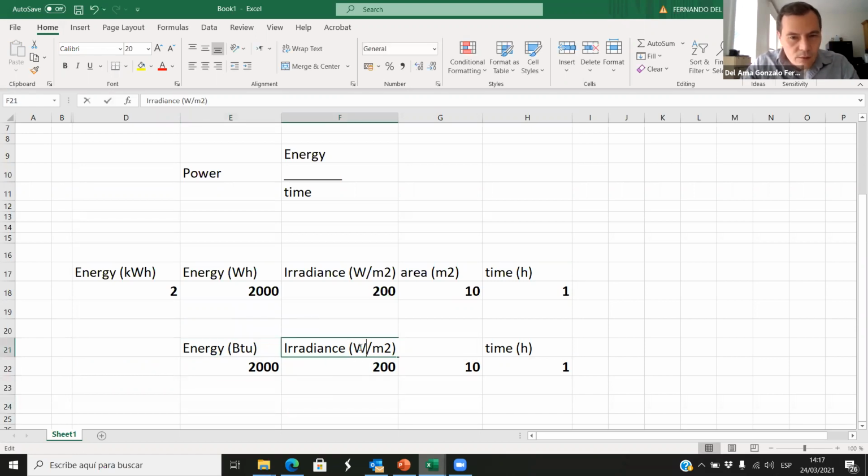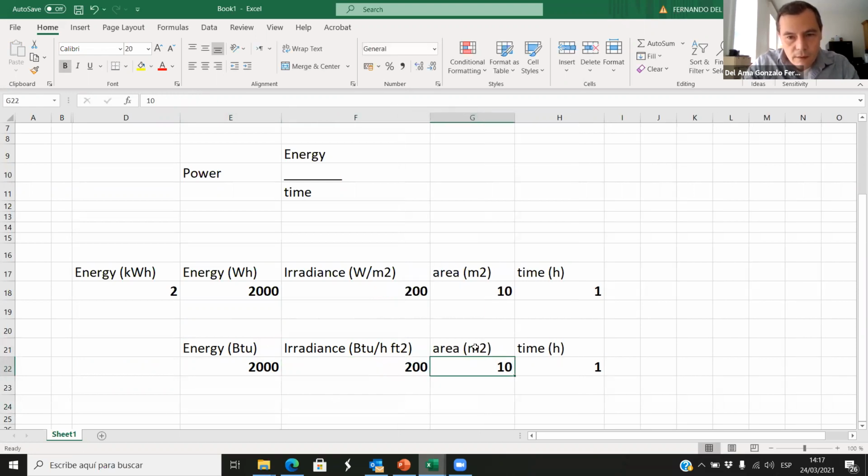The irradiance will come in BTU per hour per square foot. The area is in square feet, and time is in hours. Okay, so if we multiply this, we will end up having BTUs. We will do that in another question, but it's always the same.